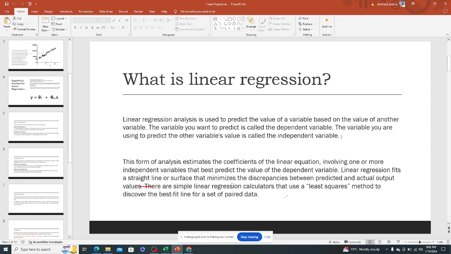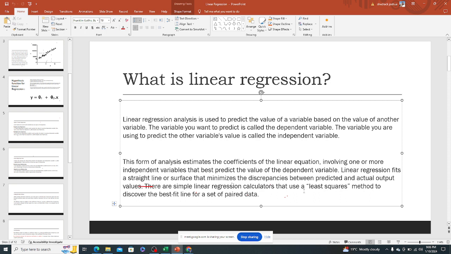So linear regression fits a straight line or surface that minimizes the discrepancies between the predicted and the actual output. There are simple linear regression calculators that use least squares methods to discover the best fit line for a set of paired data. I know you used the least squares method back in Canvas, for those who did statistics.